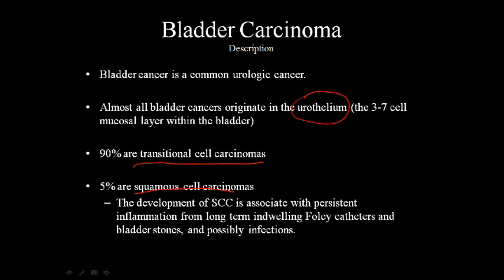5% are squamous cell carcinomas. The development of squamous cell carcinoma is associated with persistent inflammation from long-term indwelling Foley catheters, bladder stones, and possible infections. So keep in mind that 5% of all bladder carcinoma cases are squamous cell carcinomas, which result from patients having Foley catheters placed in them, sometimes bladder stones residing in the bladder without being evacuated very well, and possibly infections. So if you have a history of bladder infections or Foley catheters, then potentially a bladder carcinoma could be caused.